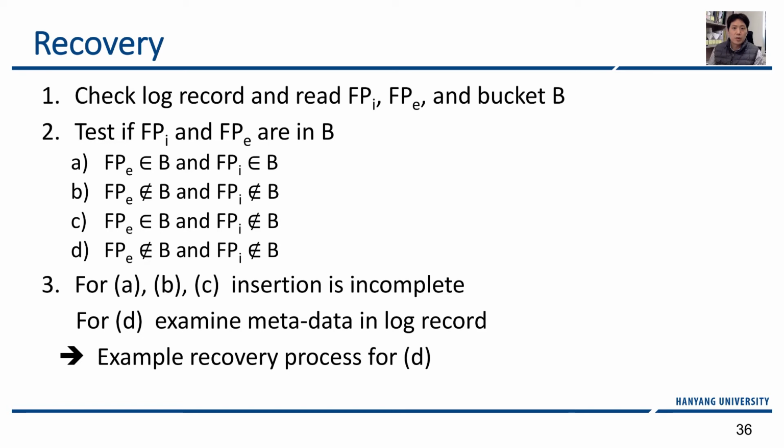To recover, we check the log record to read FPI, fingerprint to insert, FPE, fingerprint to evict, and bucket. Then we test if FPI and FPE are in the bucket. For these three cases, the update is incomplete, so we undo and reapply the update. For case D, we need to further examine other information in the log record to determine the completeness of the update. I'm going to give an example recovery for case D in the next slide.